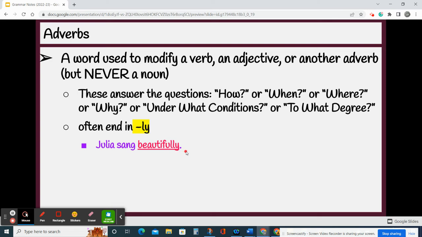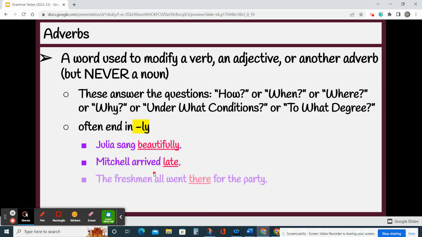Verifies that yes, this word in fact is an adverb. This one, Mitchell arrived late. Now, at first, you might not be thinking of this word as an adverb because it does not end in ly. But you have to verify with yourself. Does it answer one of these questions? Mitchell arrived late. Yes, it does. So late is our adverb. It describes how or when he arrived or to what degree.